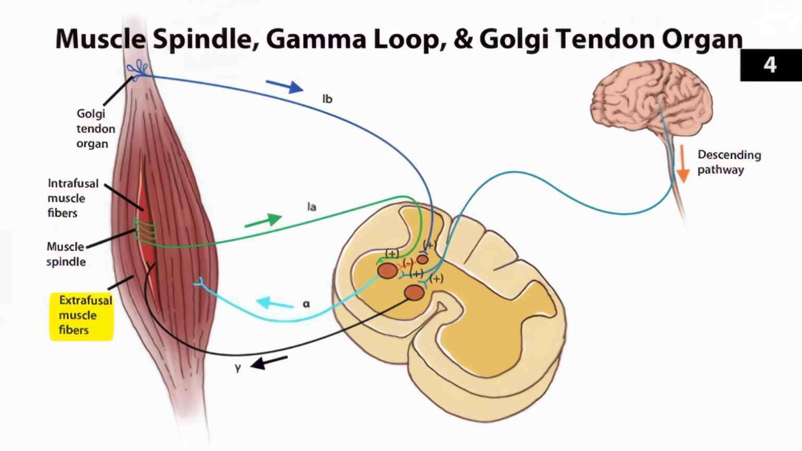And we subdivide these into fast twitch and slow twitch, or white and red, which we already talked about before. Now, when an alpha motor neuron from the anterior horn of the spinal cord stimulates the extrafusal fibers, the muscle is going to contract. So far, so good, nothing too difficult.